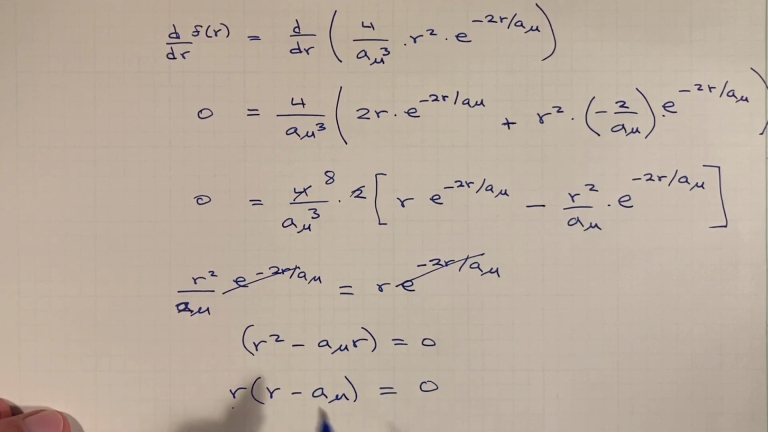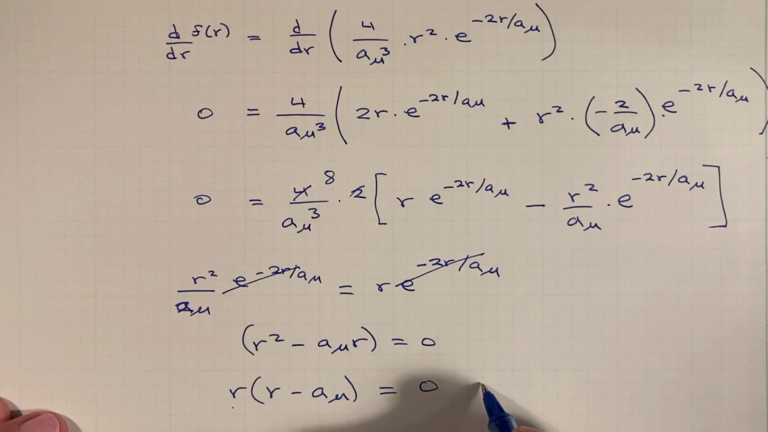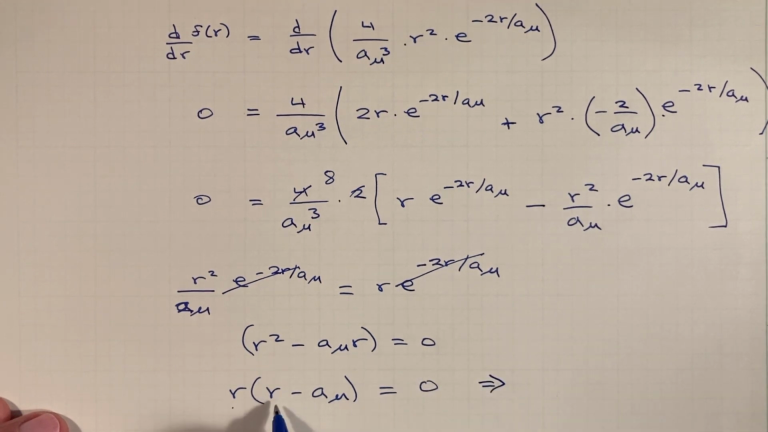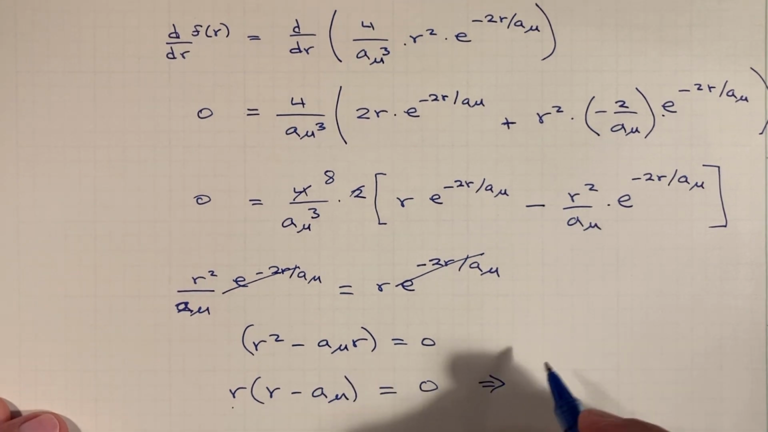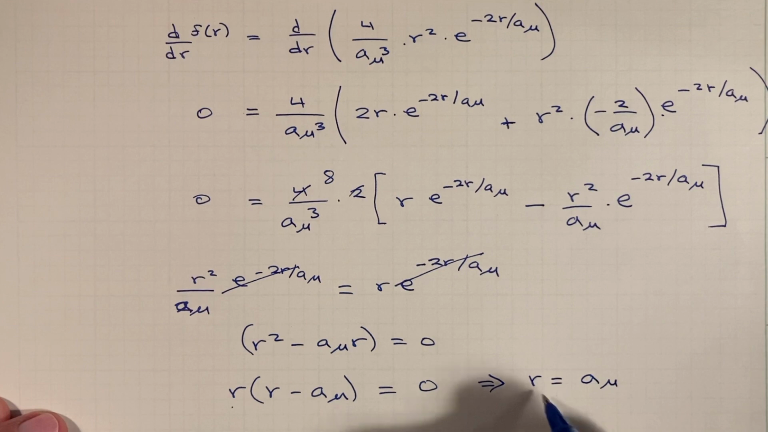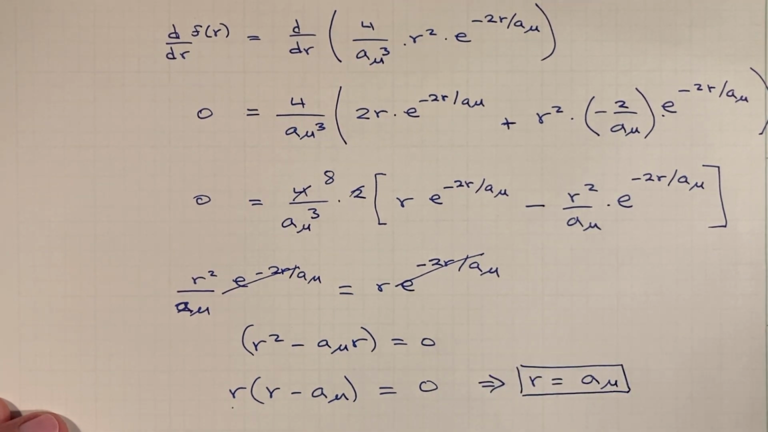We don't know what r is, so we can't really specify r equal to 0. But we can say that at r equals a sub mu, that quantity goes to 0. So that is what we do. We end up with r equals a sub mu. So that is the maximum likelihood of finding the electron at a particular r. That would be the Bohr radius.